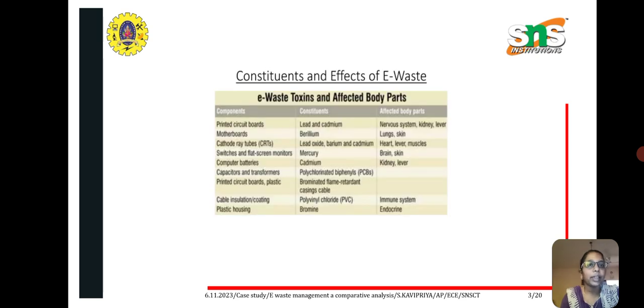This tabulation contains the components, the constituents of these components, and the body parts affected by them if they are not properly disposed of or recycled. For instance, we can see this PCB, printed circuit board, which contains lead and cadmium. If a printed circuit board is not properly disposed of or recycled, it may affect the nervous system, kidney and liver. And CRT, cathode ray tube, contains lead oxide, barium and cadmium. If it is not properly recycled or disposed of, it affects the heart, liver and muscles. And this plastic contains bromine, which affects the endocrine system of humans.